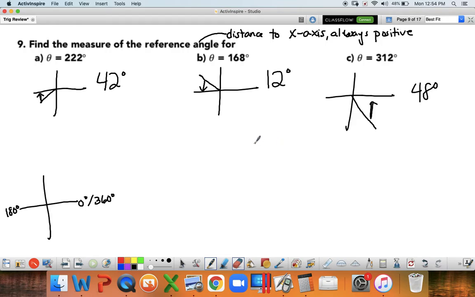Reference angles can be really helpful because you'll notice they're always going to be small numbers. They're always going to be between 0 and 90. If you can figure out your reference angle, you can do everything just based off of it, which makes things a little bit easier. So this is just another one of those vocab words to remember from last year, and we'll use it throughout the semester this year.